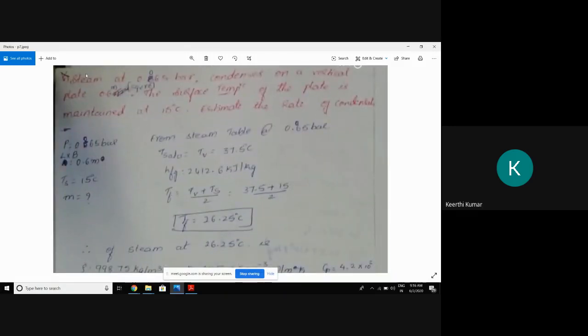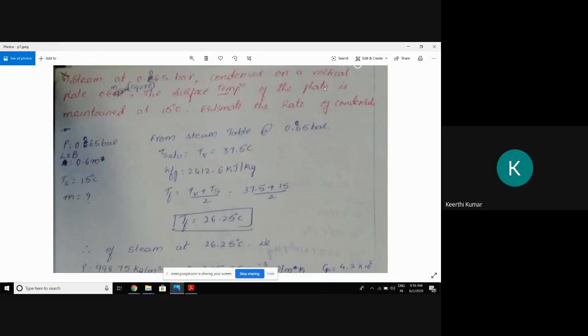See here. The steam at 0.065 bar. Earlier he used to give in terms of temperature, now he has given in terms of pressure. No issue. Steam at 0.065 bar condenses on a vertical plate. Again, this problem is based on a vertical plate, which is 0.6 meter square. Means length is 0.6, width is also 0.6. That is a square plate.